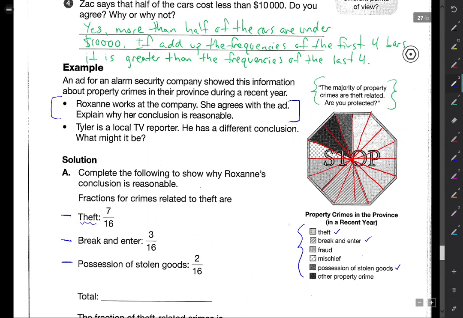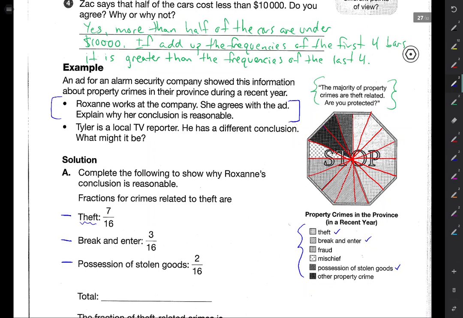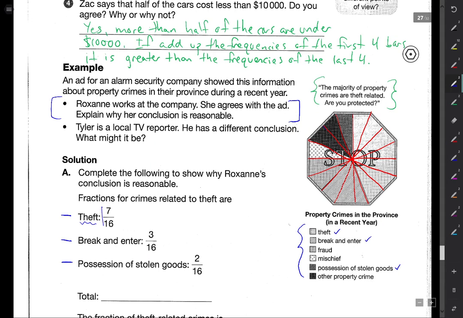So this first one here, theft itself, let's count how many segments of the 16ths we have. And they do give us the answer here, 7 out of 16, but let's confirm that. So theft, it's this light shaded gray, so it would be this whole section over here. If we count the segments, we have 1, 2, 3, 4, 5, 6, 7. So that's where they get that 7/16 from.